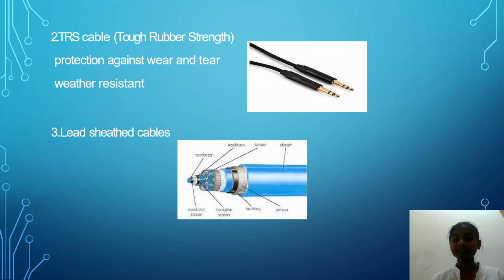And the third one is lead sheathed cables. First, the conductor. Around the conductor we are providing VIR. Around the VIR, we are providing a lead sheath. So the conductor is covered with VIR, and the whole wire is wrapped with a lead sheath. It also protects against moisture.